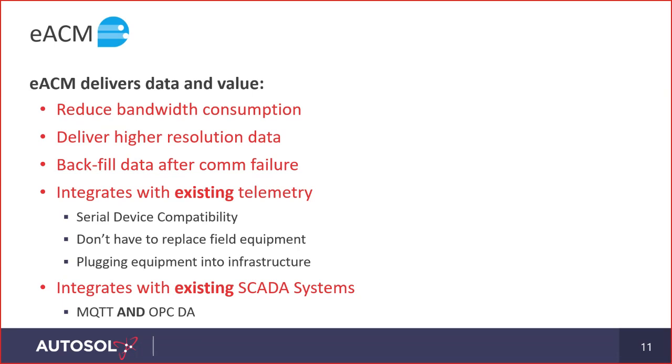You also do not have to replace or rip out existing field equipment with eACM. If you already have an IoT-ready piece of hardware in the field, eACM can run on that, so long as it's some form of Debian Linux. But you can also just drop rather economically priced pieces of hardware into your existing telemetry to get eACM out there in the field. eACM also integrates with existing SCADA systems, either through natural MQTT drivers in that HMI, or from a product I will introduce shortly called AUTOSOL Bridge. So to use eACM, you don't have to re-engineer any parts of your HMI.